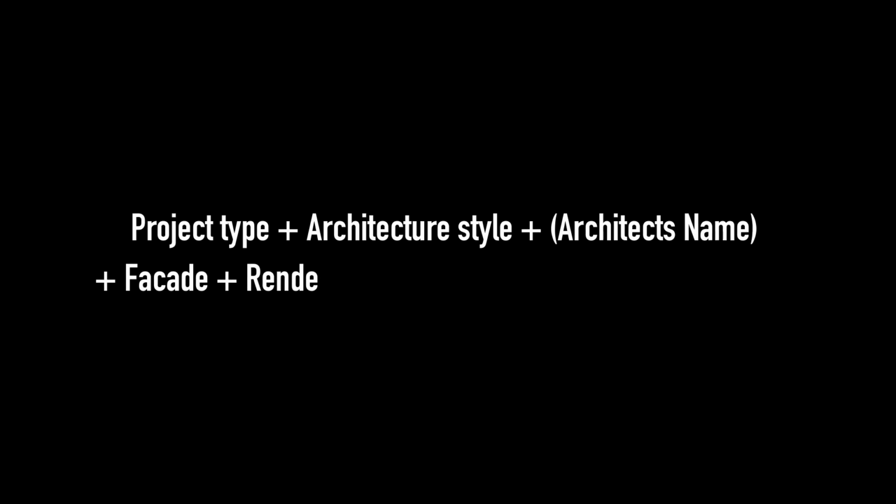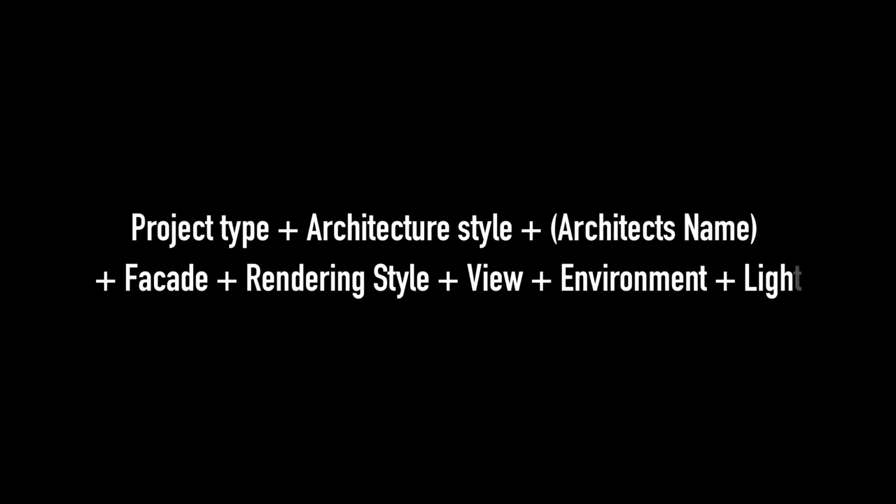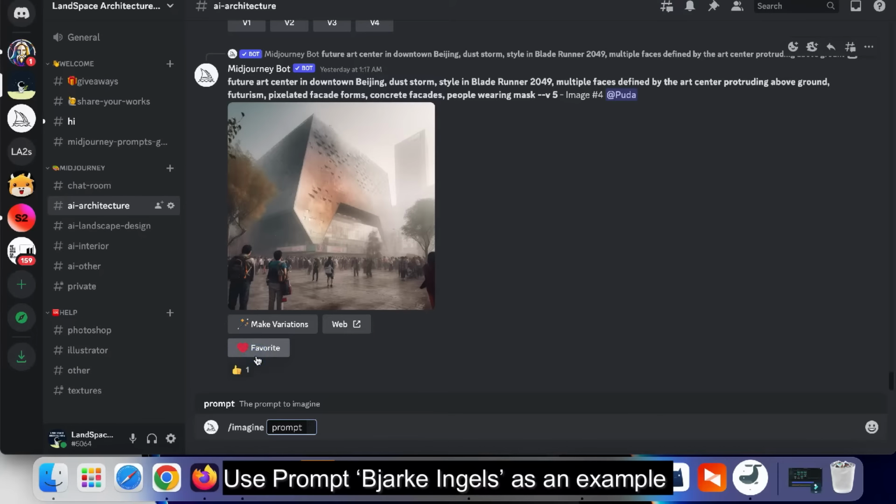Part 3. Keep your prompt simple and clear by using our formula. The formula is project type plus architecture style plus architect's name, plus facade plus rendering style plus view plus environment plus light. Renowned architects are known for their distinctive styles.